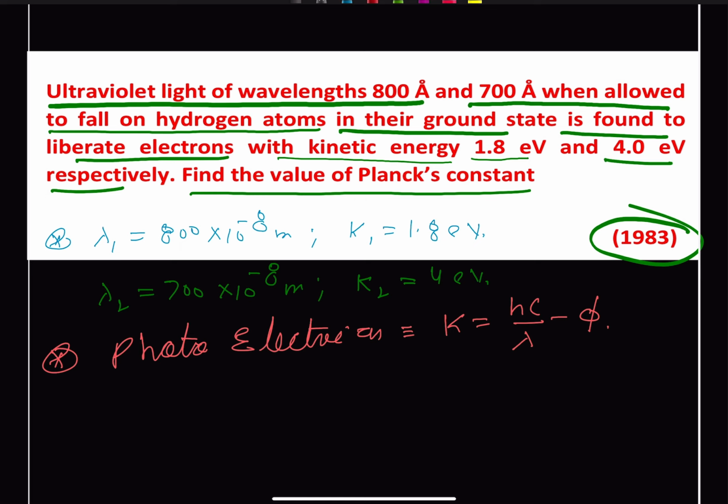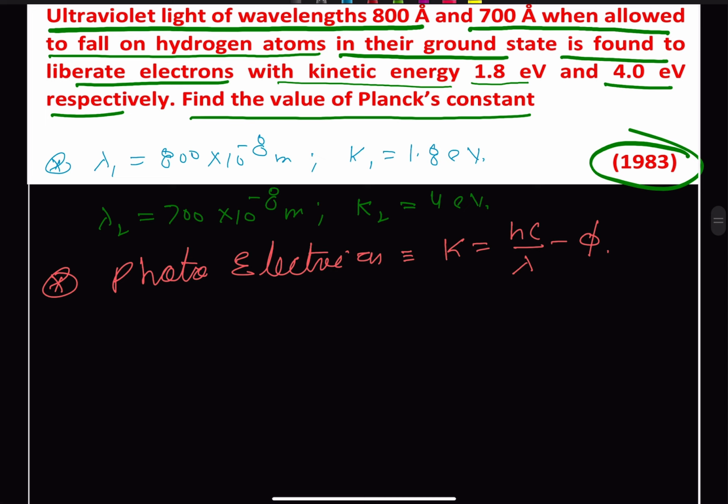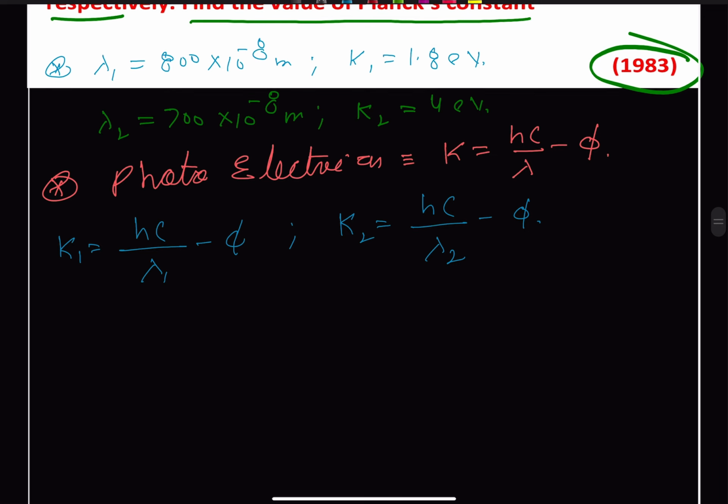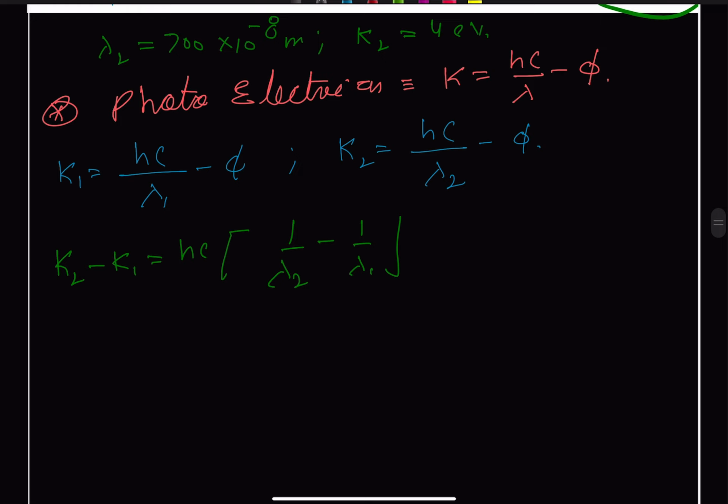And we have two cases, so we can divide this equation into two parts. K1 is equal to hc/lambda1 minus phi, and the second one is K2 equals hc/lambda2 minus phi. Simply subtract them, phi and phi are going to cancel out. We get K2 minus K1 is equal to hc times (1/lambda2 minus 1/lambda1). And we already know K2 and K1 are given to us, so we substitute them.